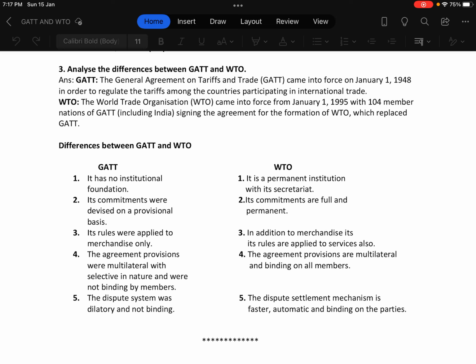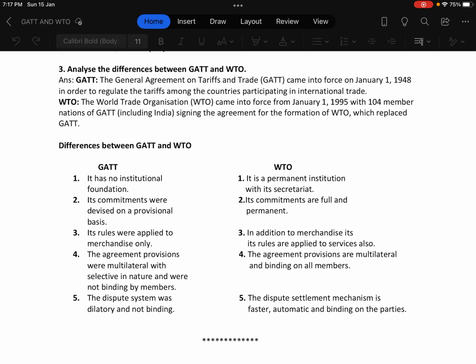And the fourth one, the agreement provisions were multilateral with selective in nature and were not binding by members. So this means that, suppose there are 5 or 6 agreements taken under the GATT and multilateral, that is, more than 2 countries are involved in that, which are selective in nature. In the sense that a member nation can say, I can accept only maybe the first 4 agreements, the remaining 2 agreements are not suiting to me or my country, so I will not accept the remaining 2 agreements.